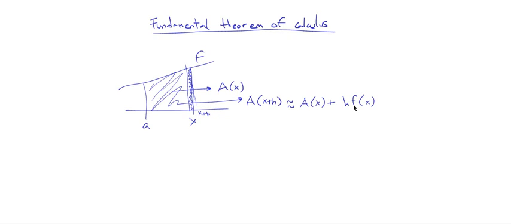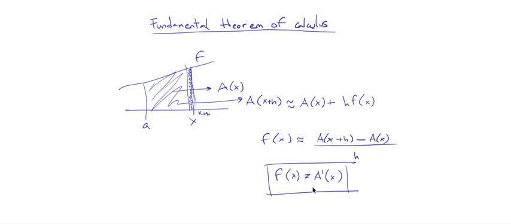Now if we solve for f, we have that f is approximately equal to A of x plus h minus A of x, divided by h. So if we take the limit when h is very small, we get that f is the derivative of A. In other words, the area of a function f is given by a primitive of f. So A is a primitive of f.